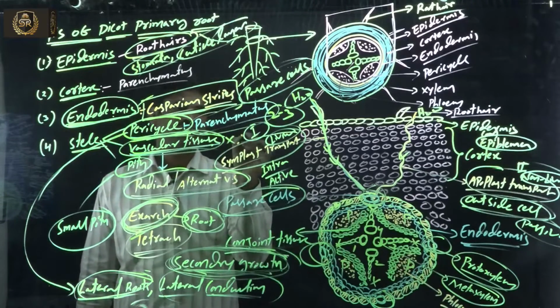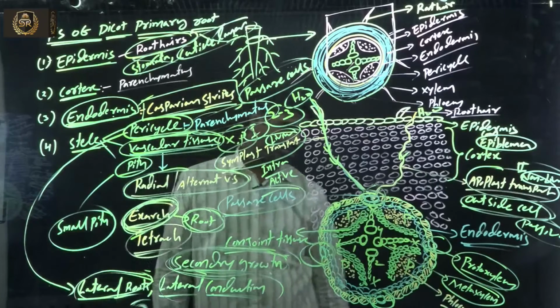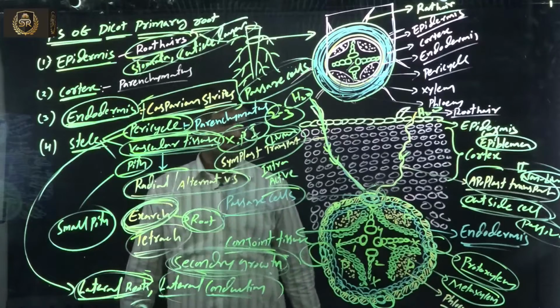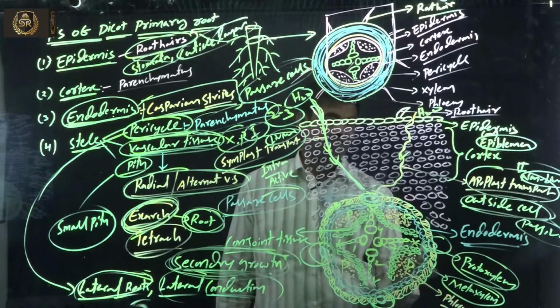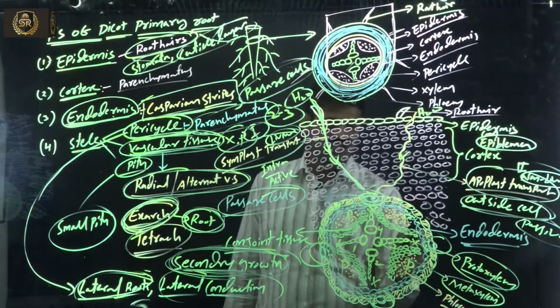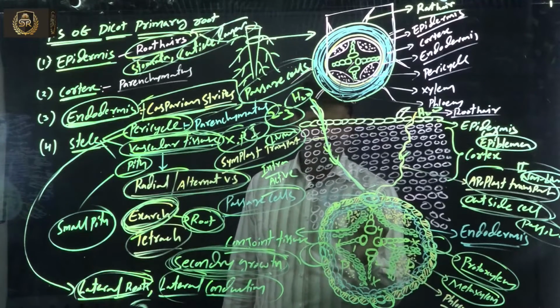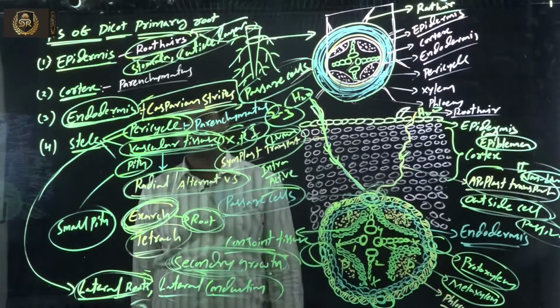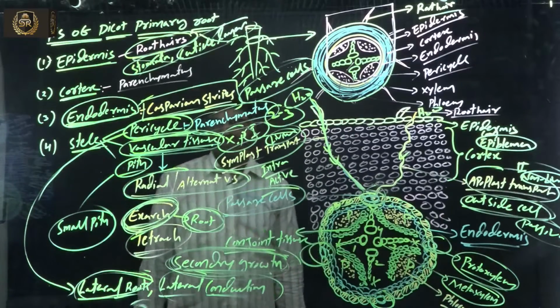Vascular tissue means xylem and phloem. Generally, alternate vascular bundle or radial vascular bundle is present. Alternate means xylem, phloem, xylem, phloem, xylem, phloem, one by one arrangement. This is called alternate or radial vascular bundle.